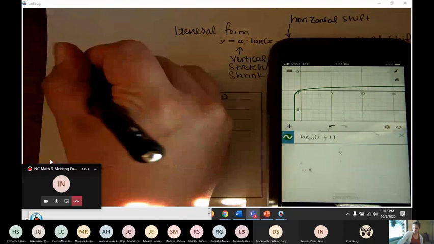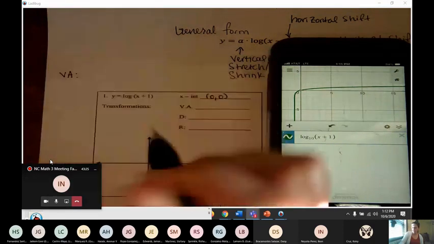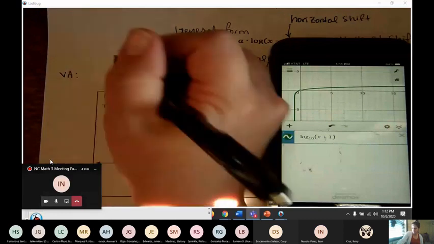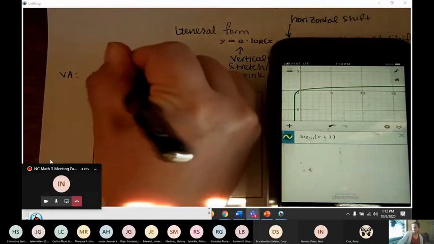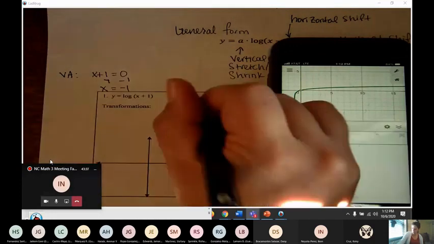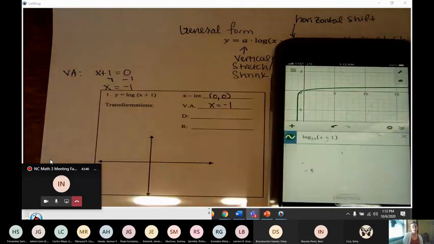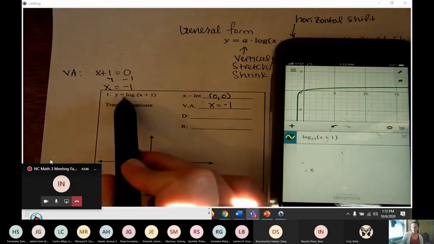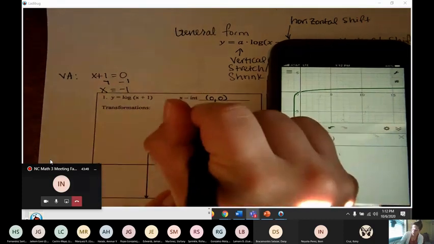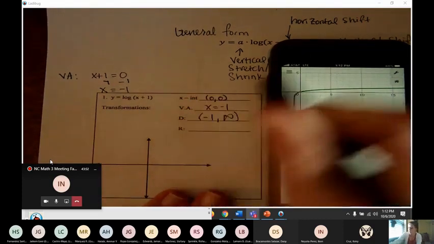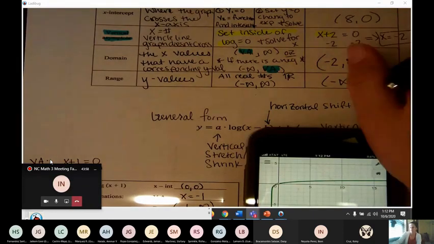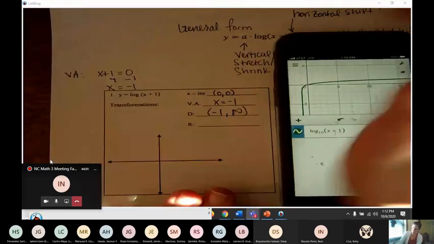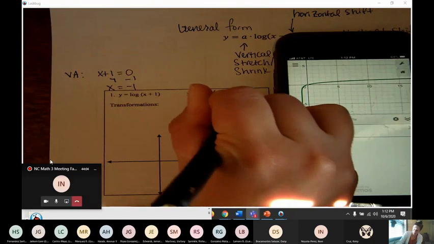We find our vertical asymptote by taking the inside and setting it equal to 0. So x plus 1 equals 0. Subtract 1 from both sides to get that x equals negative 1 is our vertical asymptote. We have no negative in front of our logarithm, so our domain should go from negative 1 to infinity. We pick the first option up here on our domain. And then our range is always from negative infinity to infinity.